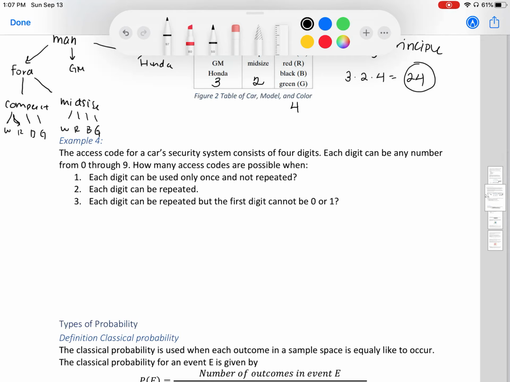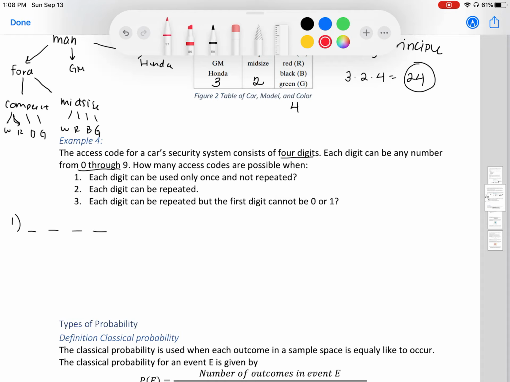Example 4. The access code for our car security system consists of 4 digits. Each digit can be any number from 0 through 9. How many access codes are possible? Okay, let's see our options. For 1, each digit can be used only once and not repeated. All right, so using our counting principle, I want to find out 4 options: 1, 2, 3, 4, and each number can only be used once, not repeated.